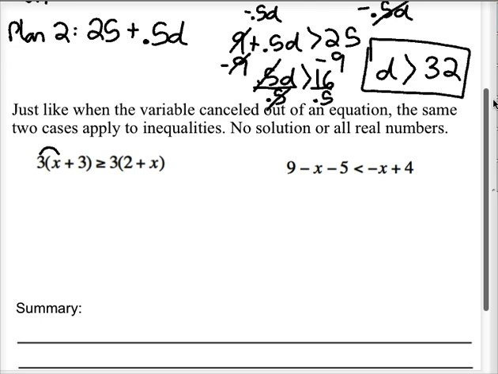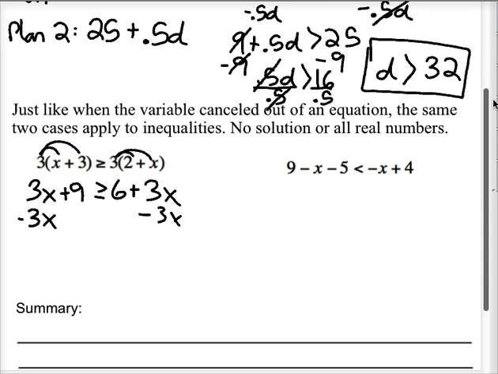So I'm going to do my distributing. So 3x plus 9 is going to be greater than or equal to 6 plus 3x. And again, I notice that my variable is on both sides, so the first thing I'm going to do is try to fix that. So subtract 3x, to attempt to cancel it over here, but notice it also cancels over there. So what do we get?